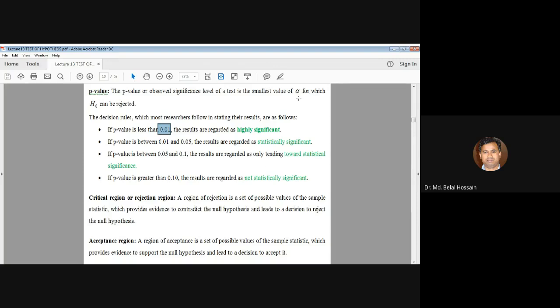But if the alpha value is given, for example 0.05, then a p-value smaller than 0.05 will reject your null hypothesis. The critical region or acceptance region we defined earlier: the region where you will reject your null hypothesis they call the rejection region. The acceptance region is the set of possible values of the sample statistic for which you will accept your null hypothesis.